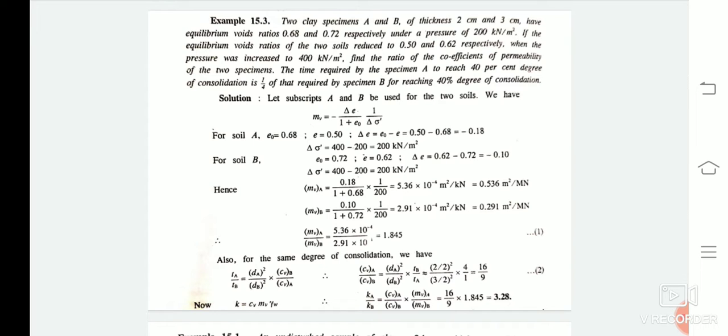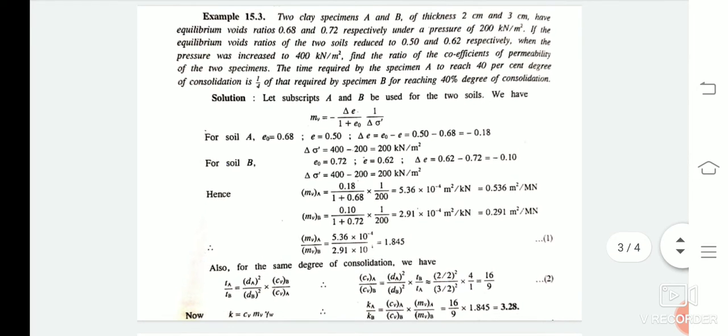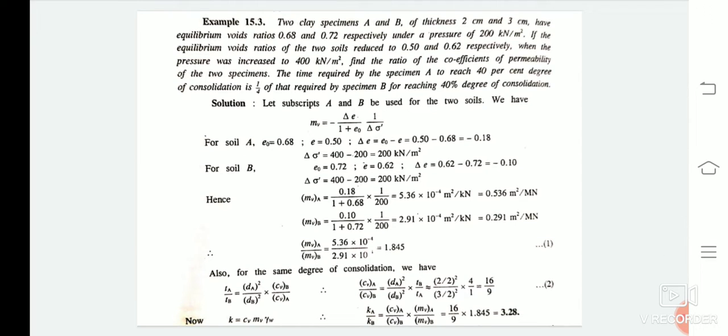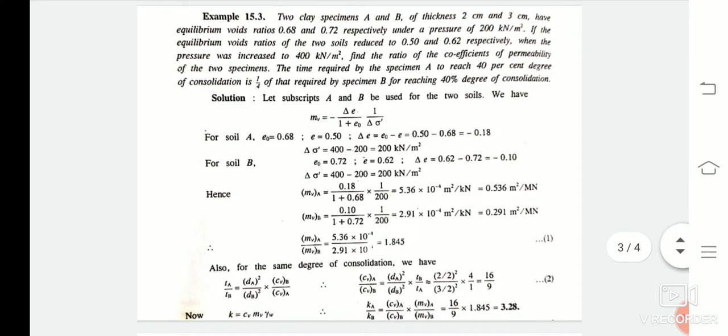The third numerical consists of two clay specimens, A and B, of thickness 2 cm and 3 cm, having equilibrium void ratios of 0.68 and 0.72 respectively under a pressure of 200 kN per meter square. If the equilibrium void ratios of the two soils reduced to 0.5 and 0.62 respectively when the pressure was increased to 400 kN per meter square, find the ratio of the coefficients of permeability of the two specimens.